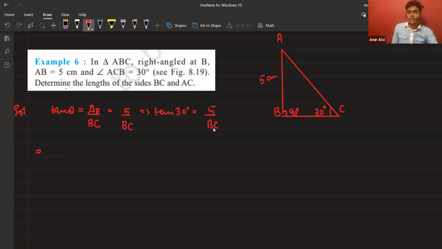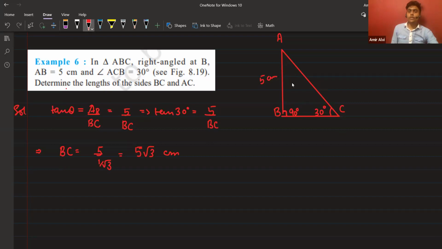So we can put BC here and tan theta in the denominator of 5. BC is equal to 5 by 1 by root 3. Not 1 by, into, yes, sorry, my bad. Yes, 1 by root 3. So it will be 5 root 3 centimeters. Yes or no, Adil? Yes, sir.